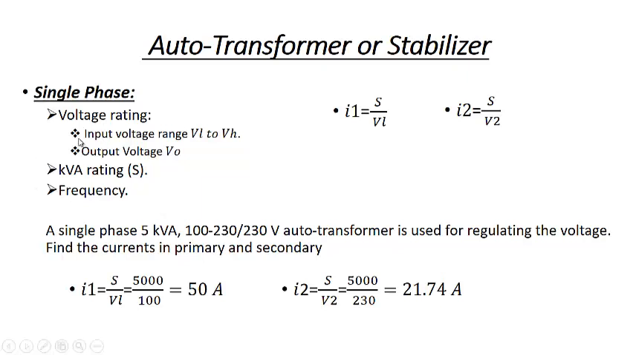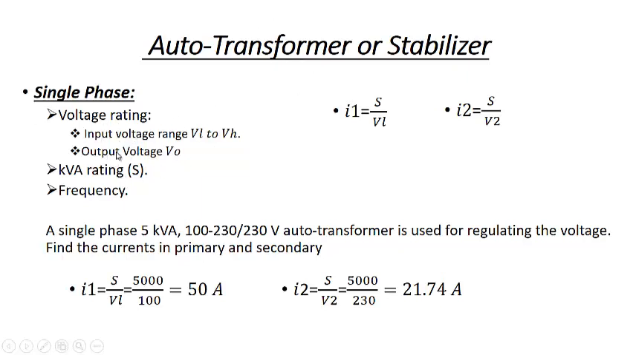So what are the different ratings or nameplate quantities that are given for an auto transformer or stabilizer? In the case of a general auto transformer, one more information point: we change the voltage manually, so we call it an auto transformer. In a stabilizer, we may have some closed loop control and it changes the voltage or stabilizes the voltage on its own, or we can say automatically.